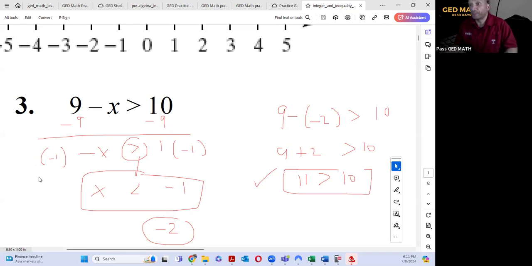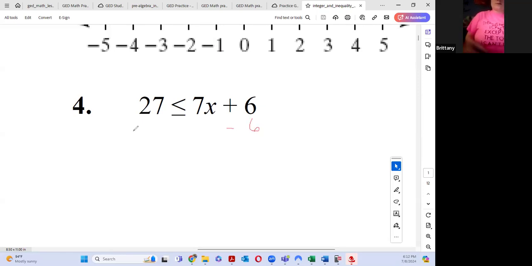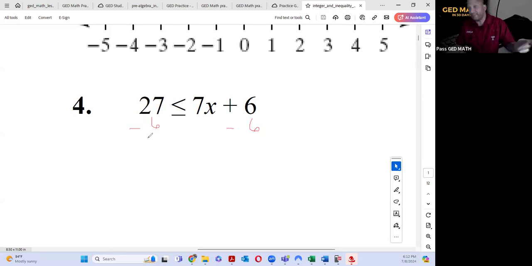Let's try another one. Again, you're going to have 2 to 3 of these. Now, here, remember, the algebra is still the same. Trying to isolate the variable. So I have two terms on the right side of this inequality: 7x, and plus 6. Since I'm trying to get x by itself, first let me get rid of plus 6. The opposite of plus 6 is what? We subtract 6. I don't like using subtraction, I say -6, but we can subtract 6 from both sides. We get 21 is less than 7x.